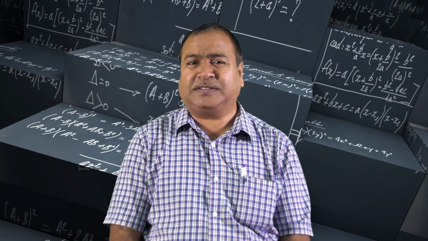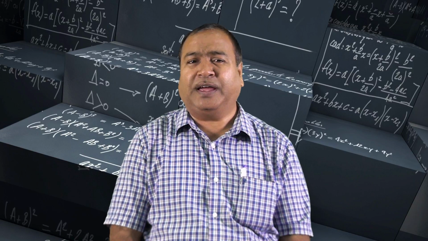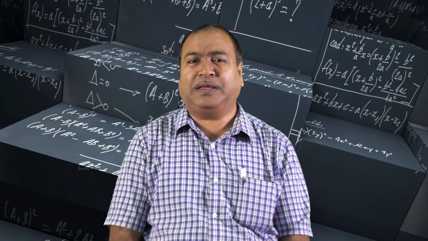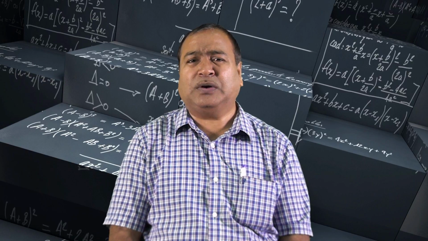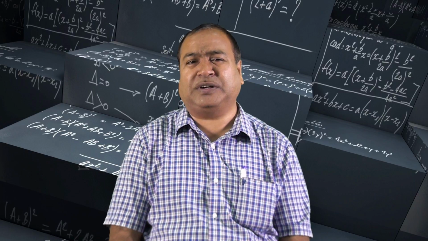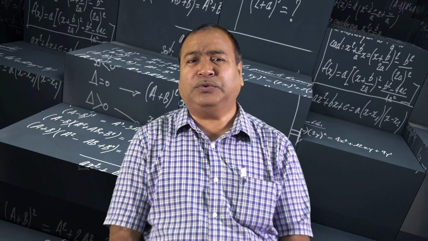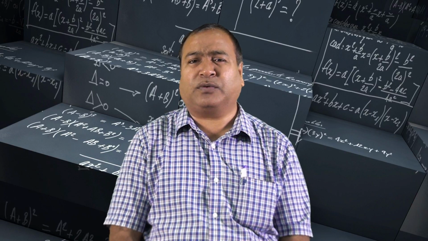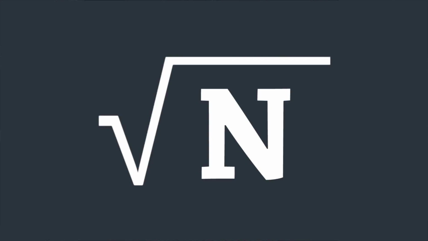In all these cases, we need to find a number whose square is known. Such a number is called the square root of that number. In this lesson, we shall take up only the positive square root of a natural number. The positive root of a natural number, say n, is denoted by square root of n as shown.